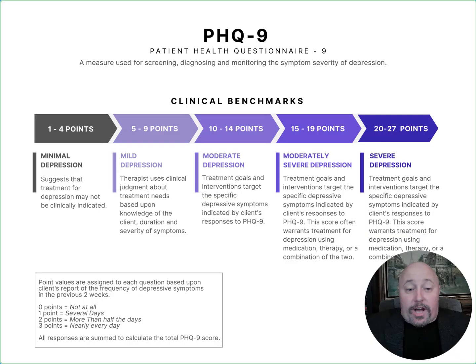The PHQ-9 is a scale from 1 to 27. 20 to 27 would indicate severe depression. 15 to 19 is moderately severe depression. 10 to 14 is moderate. 5 to 9 is mild depression. And 1 to 4 is minimal depression. Because again, just like with anxiety, everyone has a little bit of depression. It's once that depression becomes so severe that it's impacting their daily life that we really start looking at it as a mental illness.